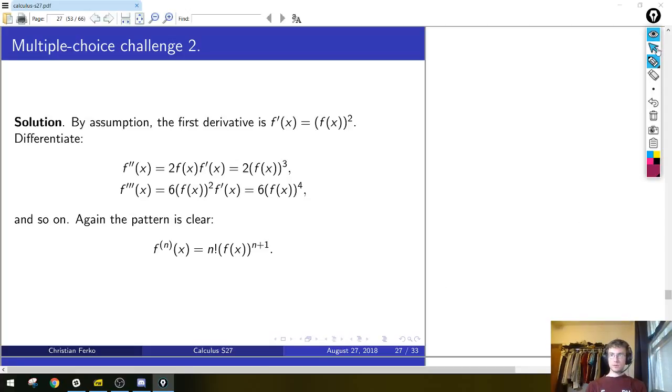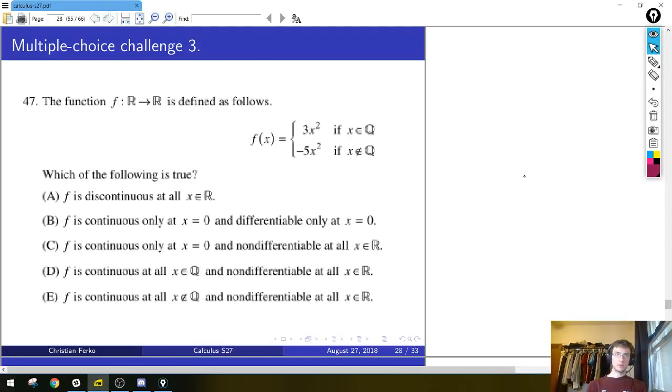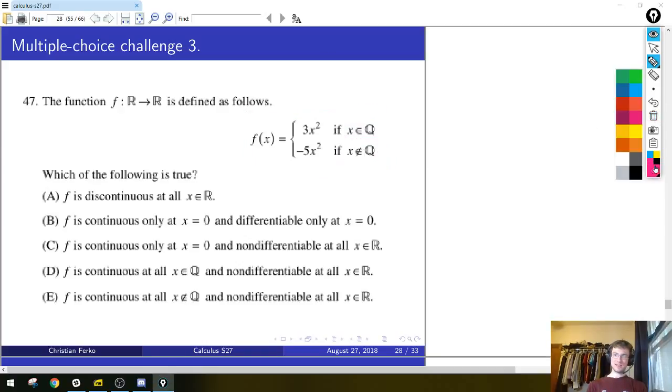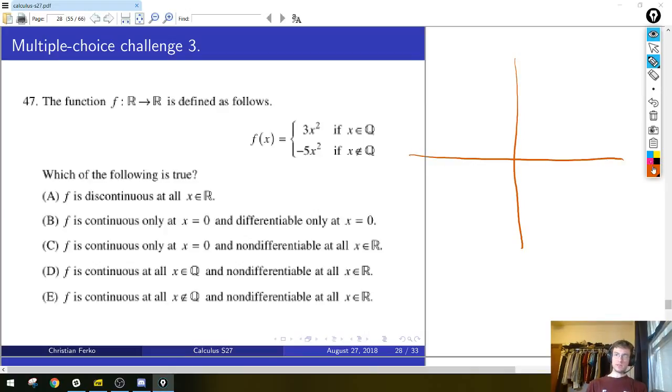Alright, let's do a slightly less computational one. So this is our favorite trick again of defining these functions that do one thing on the rationals and another thing on the irrationals. Let's just draw this to get some idea of what it looks like. I'll use the trick of dotted lines. On the rationals, this is an upward sloping parabola, 3x squared. So it looks something like this. This is on Q.